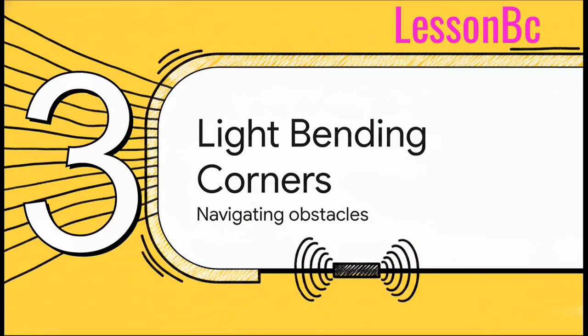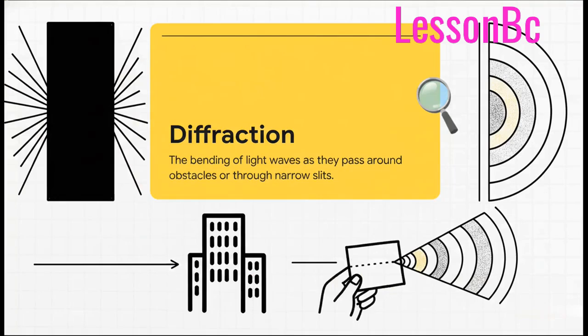Okay, so that's interference. What happens when different waves meet up and overlap? But what happens when just a single wave runs into an obstacle, or it tries to squeeze through a really tiny opening? You might think it just stops, right? Nope, it actually bends. And this bending of light around corners or through tiny gaps, that's what we call diffraction.